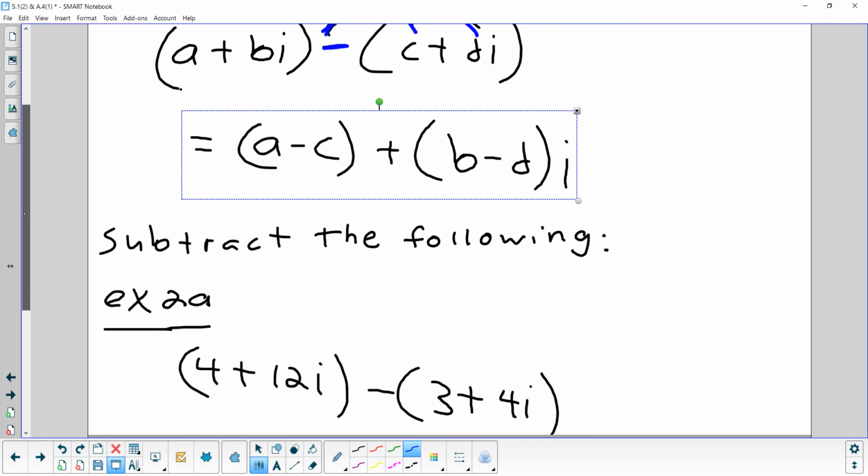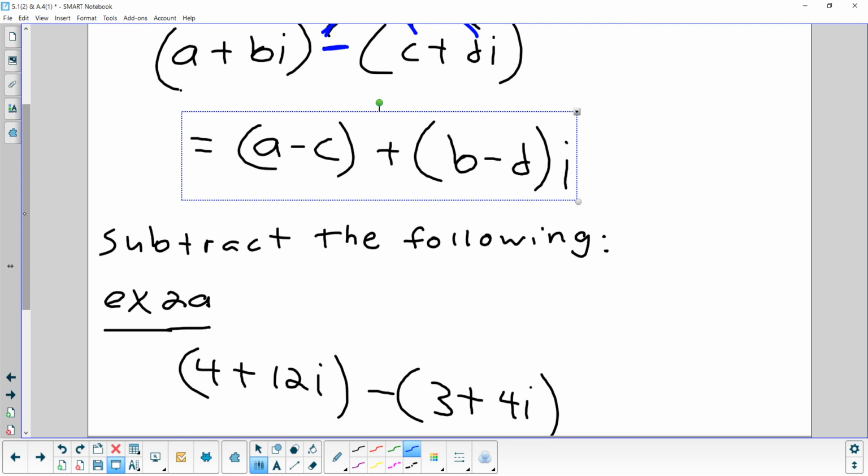Alright, so Jacob, when I subtract those two numbers, what would be my real part? 4 and 3. And when you subtract them? 1. That's going to give me 1. And Lacey, what about my imaginary part? 12i and 4i. Yep, and the final answer?